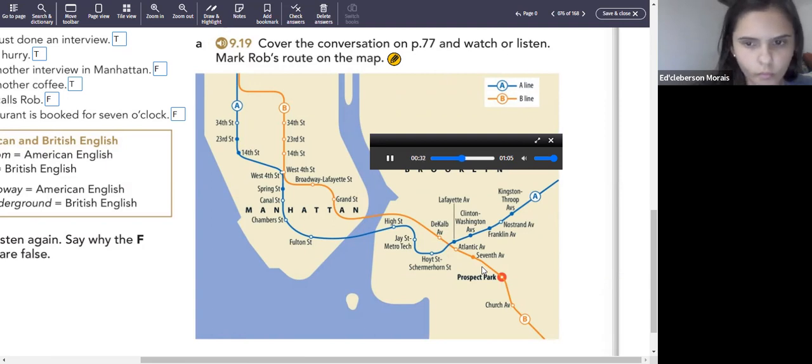Okay. From Prospect Park, take the B train to West 4th Street. And then take the A train to 14th Street. That's only one stop. Where's the restaurant? Come out of the subway on 8th Avenue, go straight on for about 50 yards and take the first left. That's Greenwich Avenue. The restaurant's on the right. It's called the Tea Set. Okay, thanks. See you later. And don't get lost.